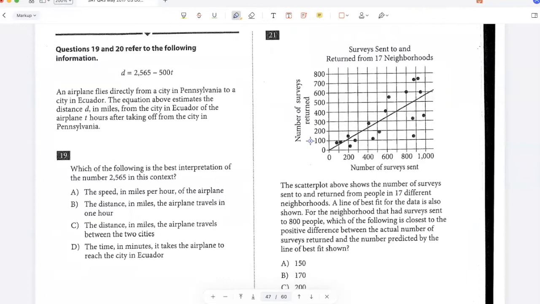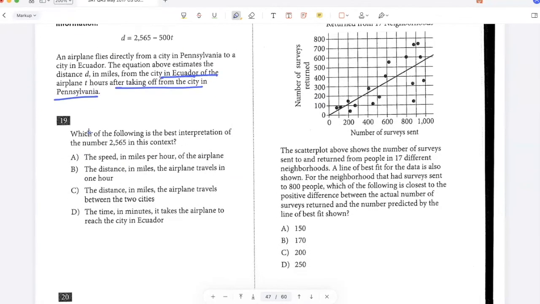An airplane flies directly from a city in Pennsylvania to a city in Ecuador. The equation above estimates the distance in miles from the city in Ecuador of the airplane t hours after taking off from the city in Pennsylvania. Okay, so it is the distance from the city in Ecuador t hours after taking off. Which of the following is the best interpretation of the number 2565 in this context?